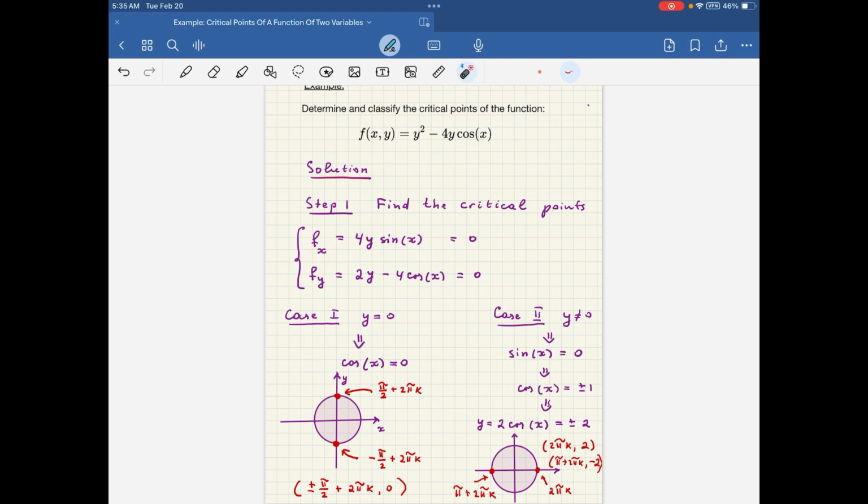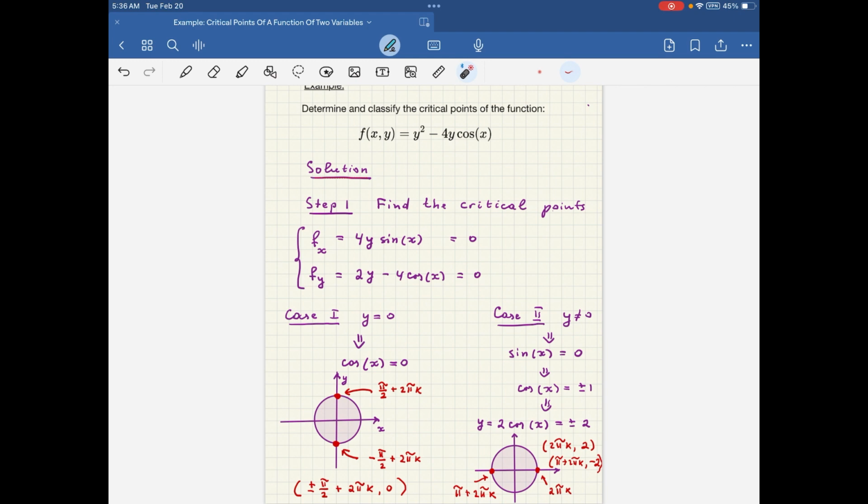When we compute the first derivative with respect to x, we are thinking of y as a constant. And in particular, then y squared is also a constant. The derivative of cosine x is negative sine x. So putting all of this together, we find that the partial derivative of f with respect to x equals 4y sine x.